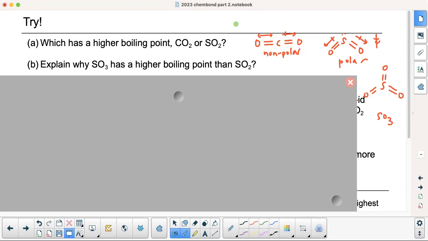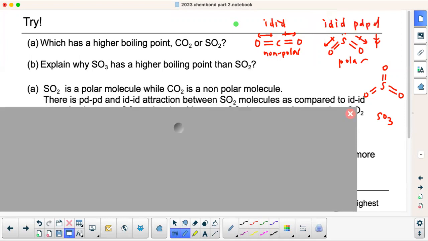Okay, let's look at the question ready for this one. Let's take a look at what you're writing. Okay, very good. Non-polar, polar, right? So this one has only ID. This polar one has both ID and PD. So you must at least mention that. Okay, so very quickly, let's do the first part.